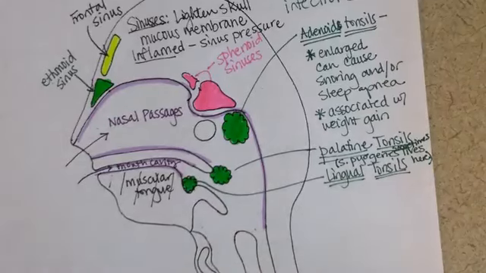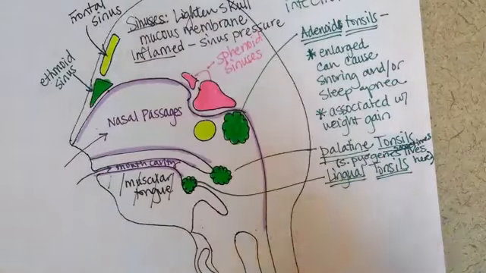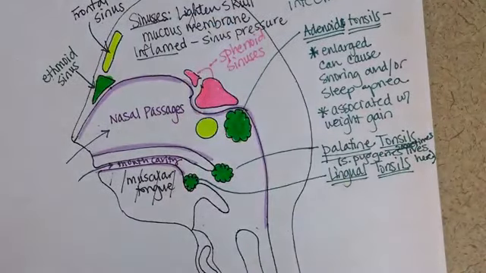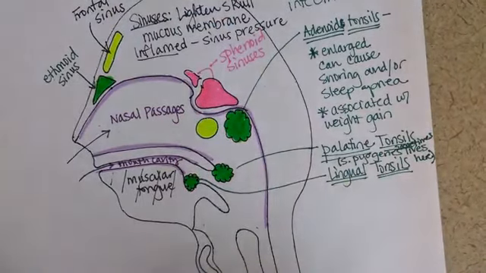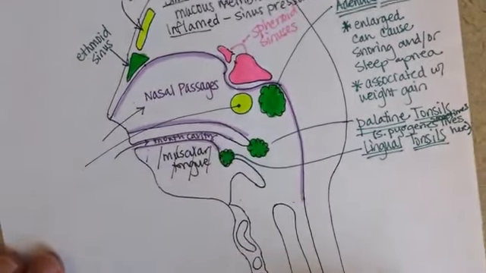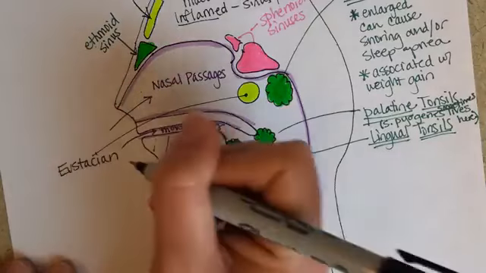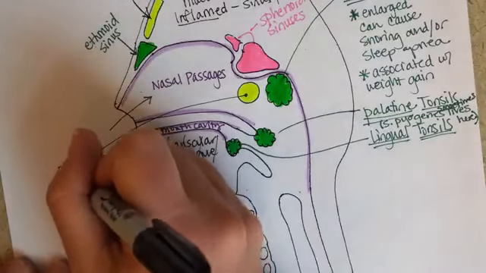Okay, so next I want to look at the eustachian tube. I've just drawn a hole here at the back of the nasal passages that goes up to, let's see, where can we put this? You have one of these that connects to each ear from the back of your throat.